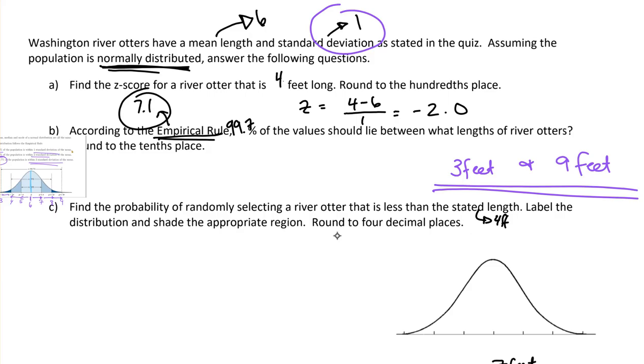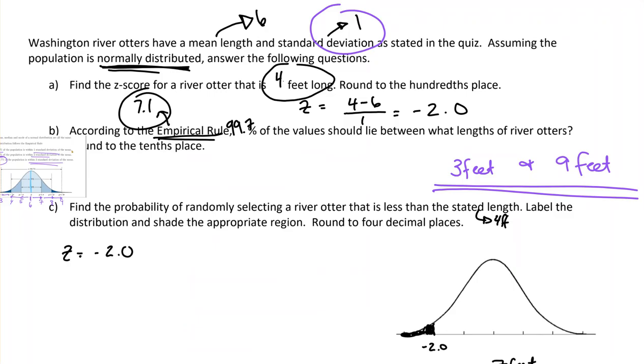So here it says find the probability of selecting a river otter that's less than 4 feet, what we had here in part A. So I know my z-score for that is negative 2. So if I have my chart here, I'm going to draw my z-score of negative 2 here. And we know that our normal distribution table gives values to the left in the area, so we can just get the probability directly from the table. Let's bring up the table here.